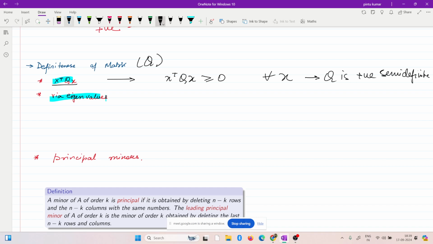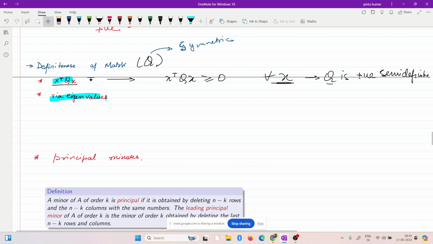One thing, you check this property, definiteness of a matrix Q, only for symmetric matrices. Okay, so you should remember this thing. Whatever we are talking about, we are just talking about symmetric matrices. So the first thing that I said is that if x transpose Qx is greater than or equal to 0 for all x, then your Q is called positive semi-definite.